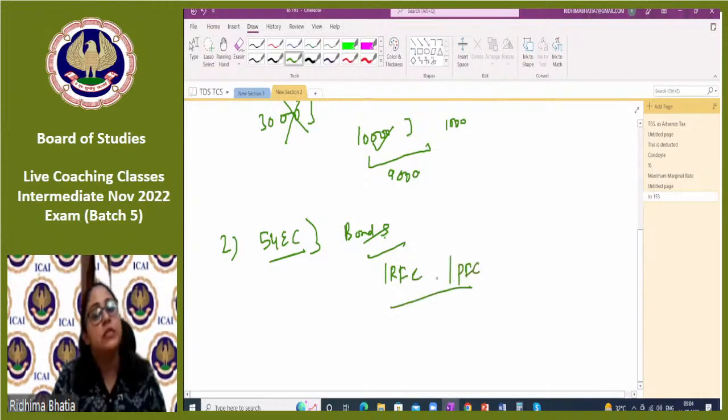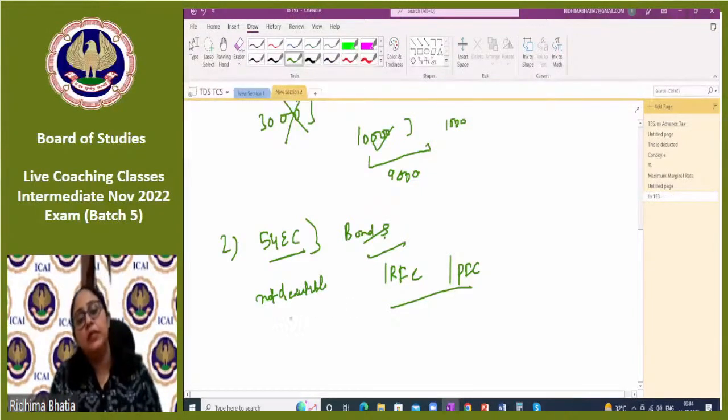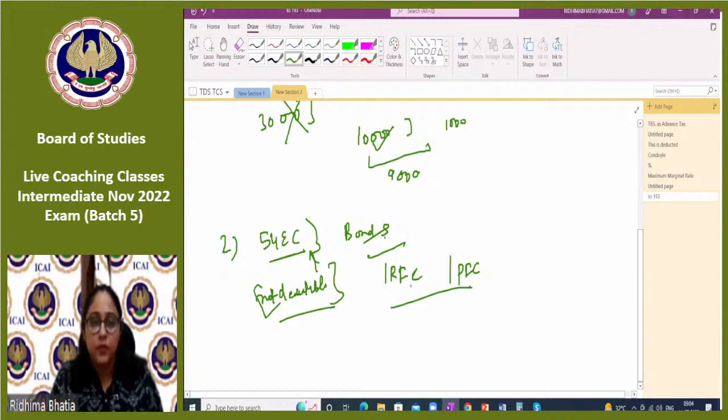These are also bonds. इससे भी interest होता है. But this interest would be not deductible for TDS. So I'm not saying these are not taxable. I'm saying the TDS would not be deducted on such interest. So 54 EC के bonds पे जो interest मिलता है, on that TDS would not be deducted. Then any interest which is paid to LIC or GIC.